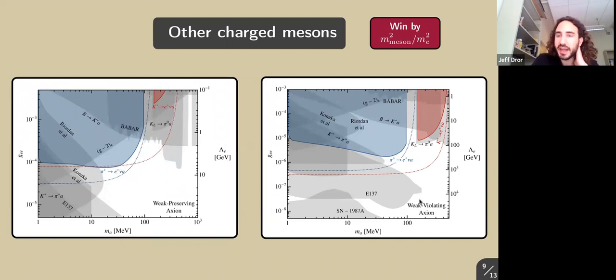And in the weak violating case, because you win by m meson over m electron squared, you have a nice boost for your kaon decay rate, and you're able to enter into this kind of parameter space out here.